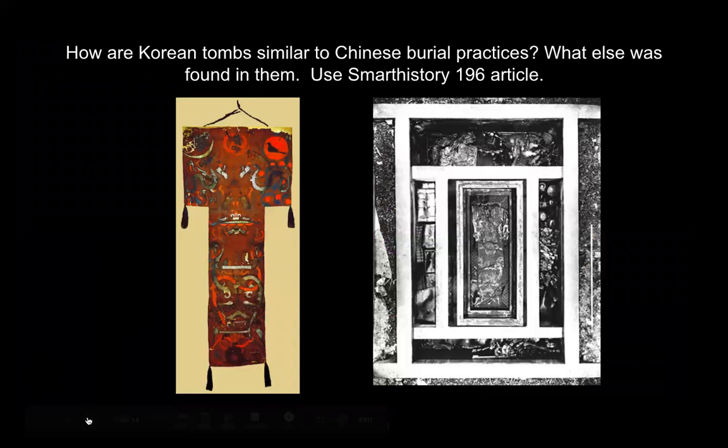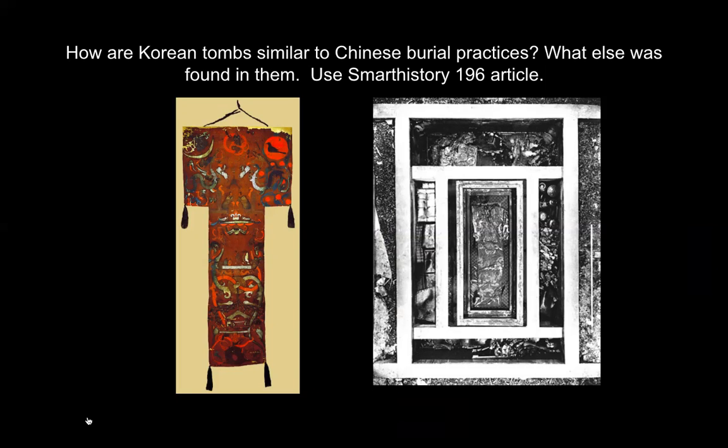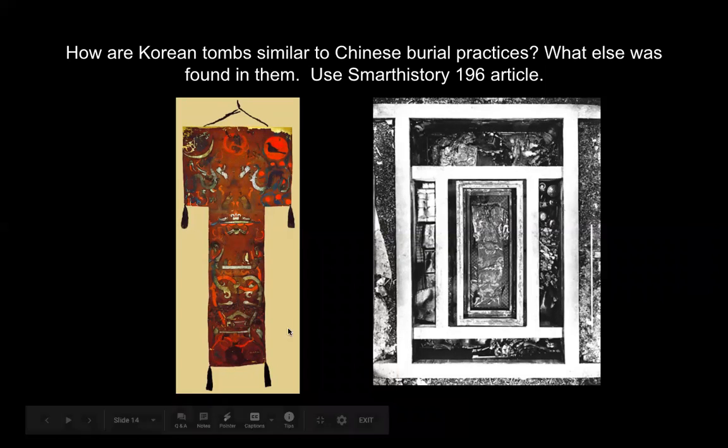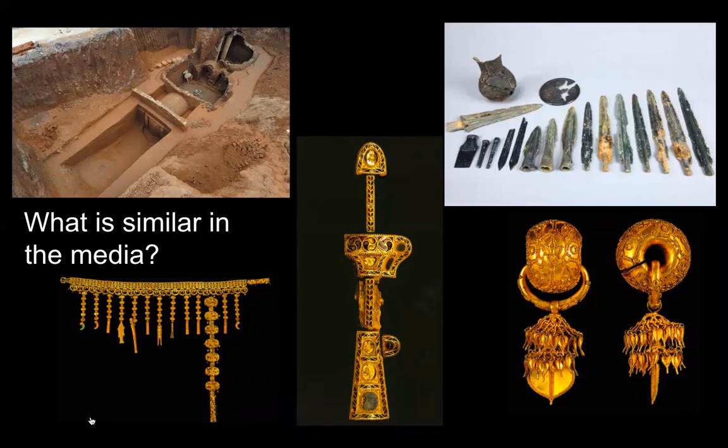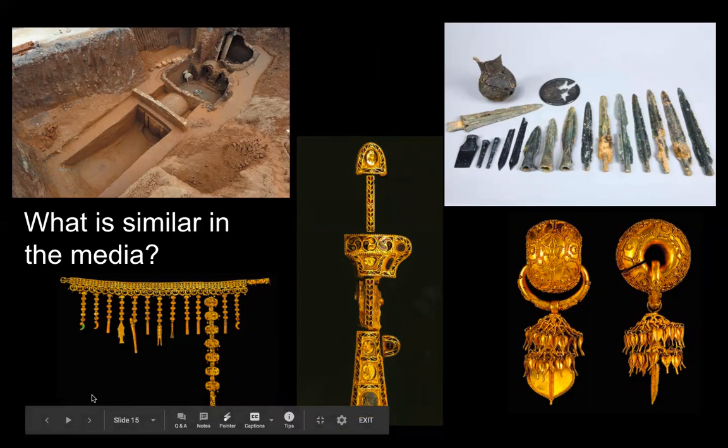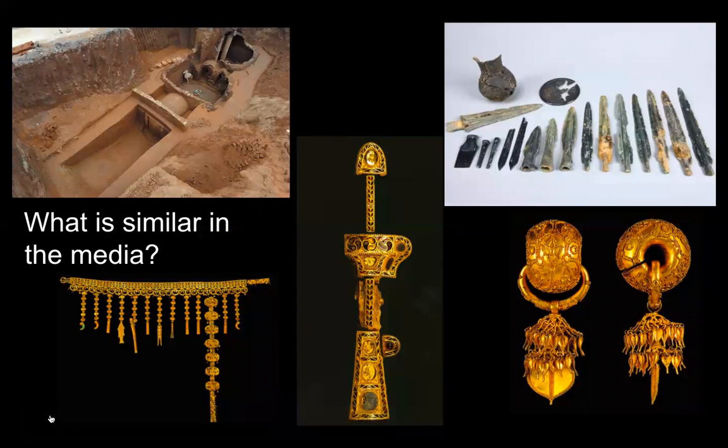So Koreans on their peninsula had very elaborate tomb practices. So how are Korean tombs similar to the Chinese burial practices that we already discussed? And what else was found with them? This is in the Smart History article. So we found a lot of gold objects there. We found weapons, and they were all laying around the body. And so they would have buried things of prestige with them.